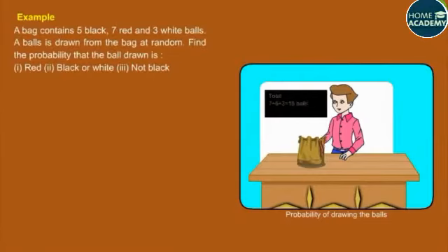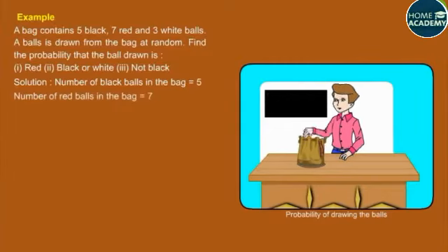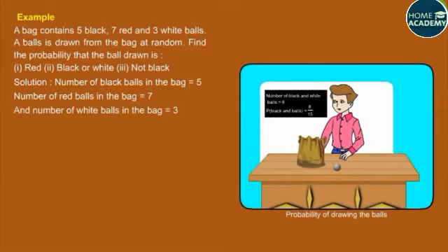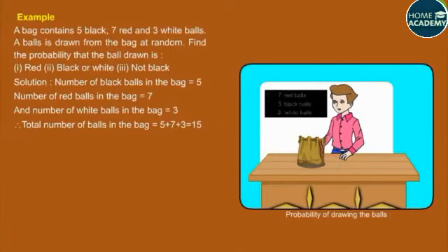Example. A bag contains 5 black, 7 red and 3 white balls. A ball is drawn from the bag at random. Find the probability that the ball drawn is red, black or white, not black. Solution. Number of black balls in the bag is equal to 5. Number of red balls is equal to 7. And number of white balls is equal to 3. Therefore, total number of balls in the bag is 5 plus 7 plus 3 equals 15.